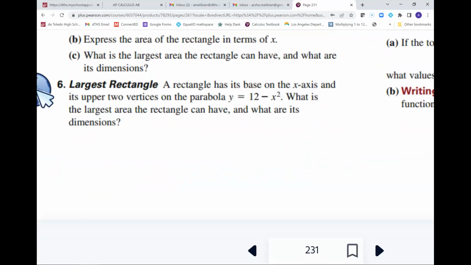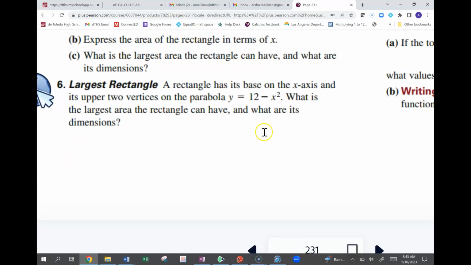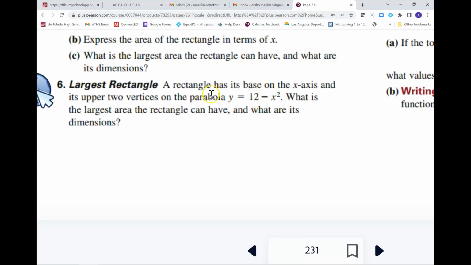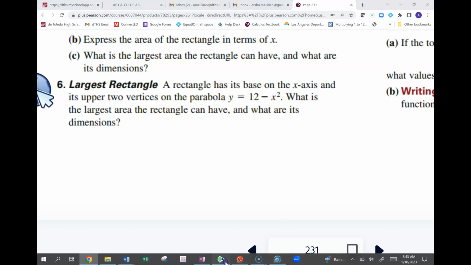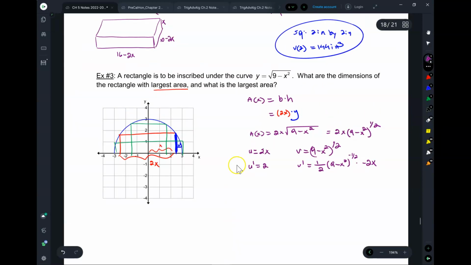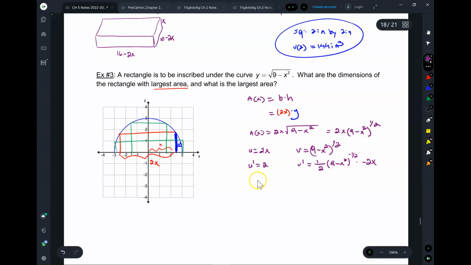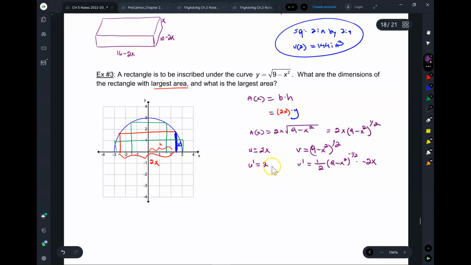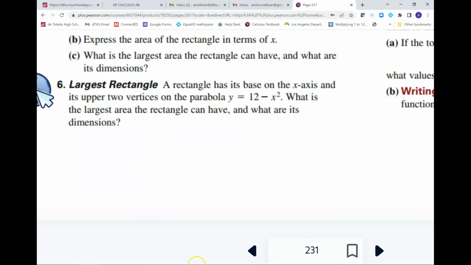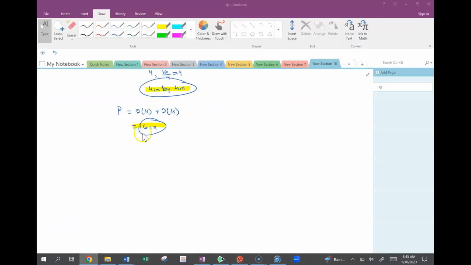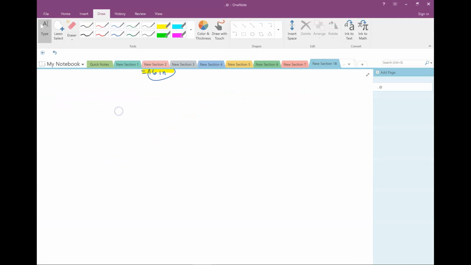Okay. A rectangle has its base on the x-axis and its upper 2 vertices on the parabola 12 minus x squared. This is like example number 3 in the notes, where you basically have a function and then inside the function you have a rectangle. So it's really important, even at this stage, I would draw the diagram for this.